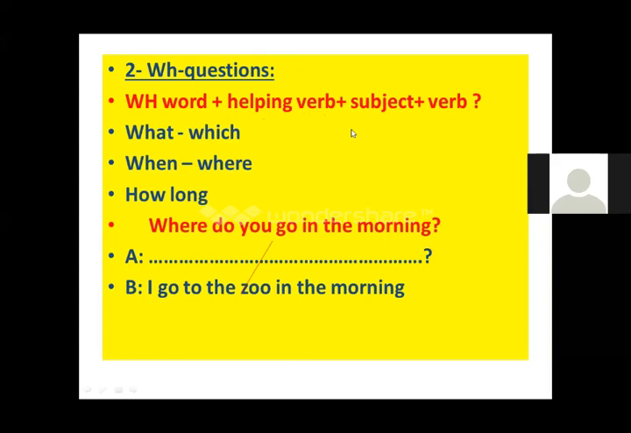So the first question is, where do you go in the morning? Where do you go in the morning? Okay. The second one, I go to the zoo in the morning. If I want to ask about in the morning, here we ask about time.